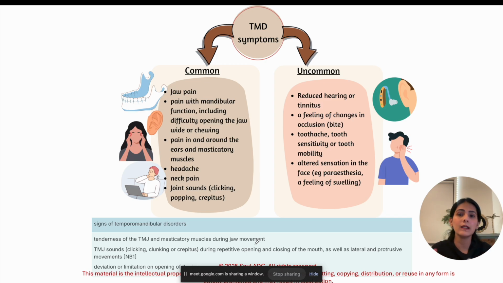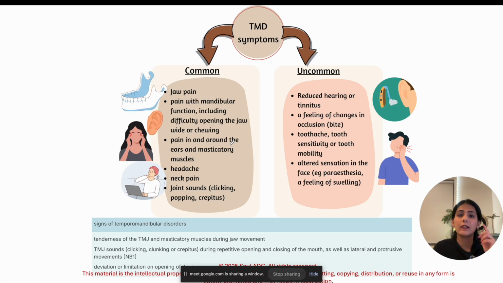There could be some common and some uncommon conditions. This is all from your therapeutic guidelines, your new TG. So, what are the common symptoms that a person can have? Because your TMJ, your muscles, and the associated structures are getting involved, you can have jaw pain, pain from the mandible with mandible function, including difficulty opening the jaw wide, or even chewing can cause problems.